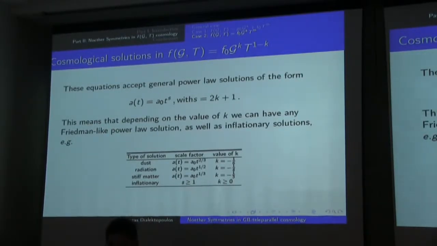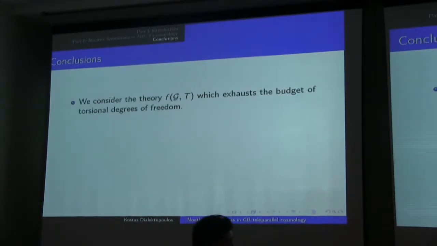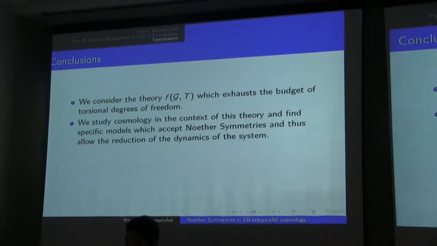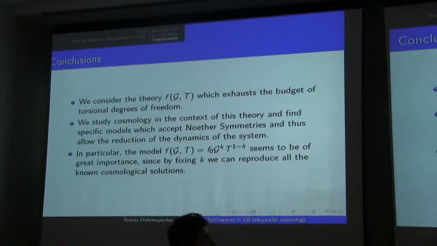So what we see, thank you, is that even without considering any matter at all, we can find dust solutions or matter-like solutions. So concluding, what we did is studied the f of G,T theory for this reason, as I said. We studied specifically the cosmology using the Noether symmetry approach in order to reduce the dynamics of the system. And what we found is that this specific model seems to be not of great importance here, but seems to be interesting in fact, because we can reproduce all the known cosmological solutions depending on the value of k. What would now be interesting to study is, for example, spherical symmetry, and instead of imposing the FLRW ansatz for the metric, we could impose a spherically symmetric ansatz and see, for example, if we have the same behavior. Thank you.